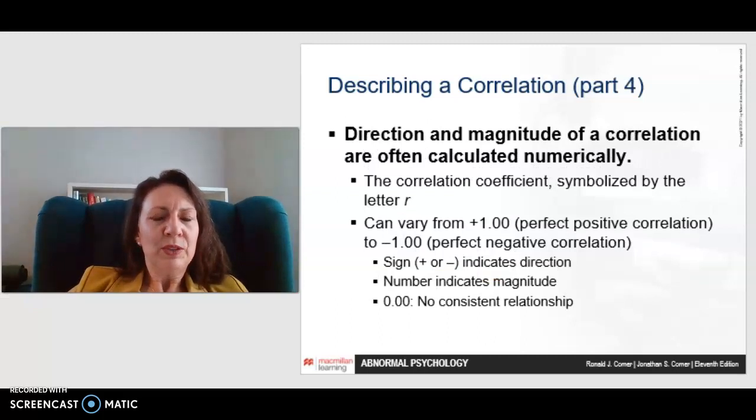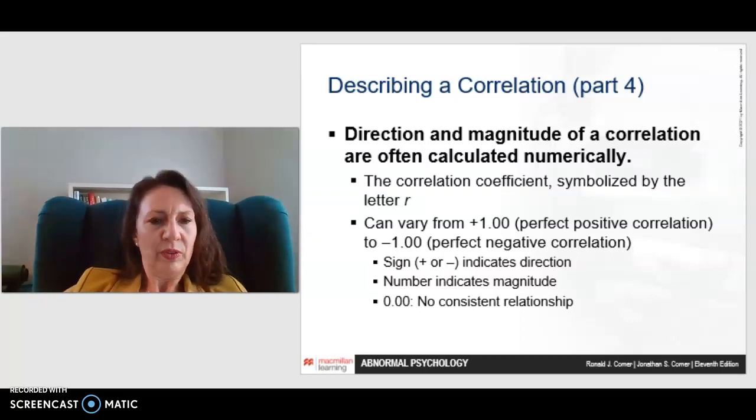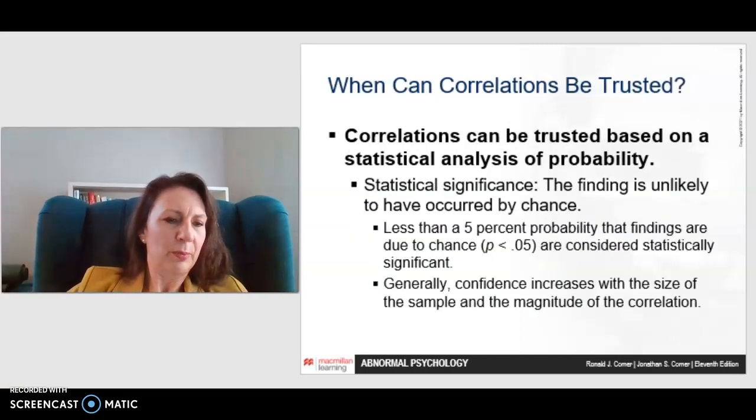The direction and magnitude of a correlation are often calculated numerically, and we use the correlation coefficient, or the letter R, to describe this phenomenon. Correlations can vary from a perfect positive correlation of +1 to a perfect negative correlation of -1. The number indicates the magnitude, and if you have a zero correlation, there is no consistent relationship.